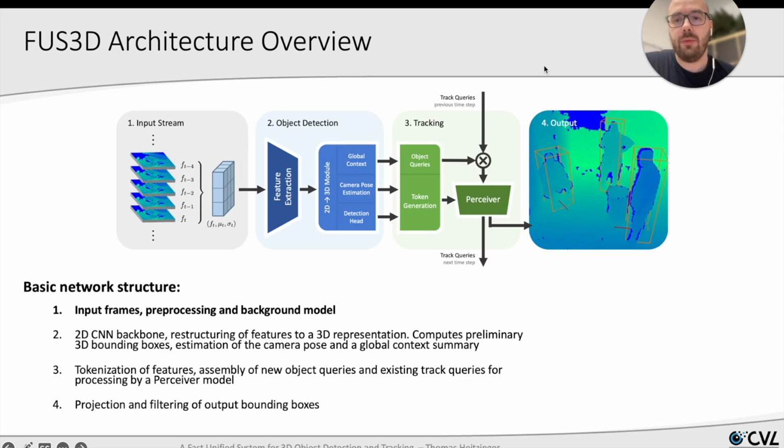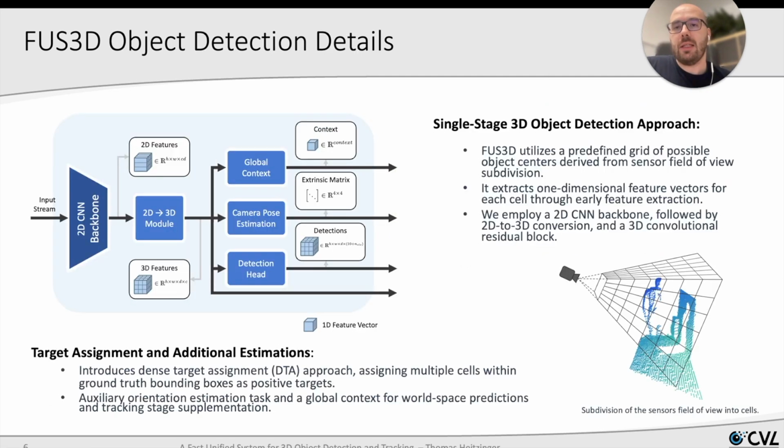By default, FUSed takes a sequence of depth frames as input. Since we assume a static camera setting, we can compute a fast background model to separate moving objects from static ones. We pass on a stack of the most recent frame as well as exponentially averaged mean and standard deviation of previous frames onto the object detection stage. Let's take a look at the object detection stage in more detail.